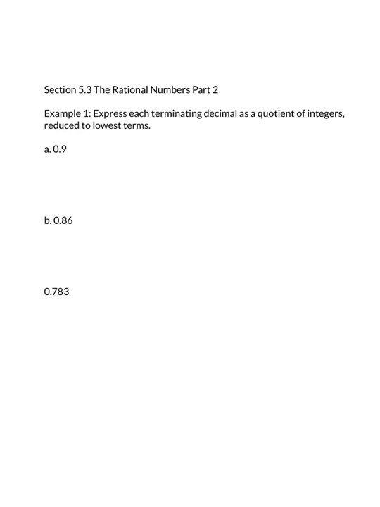This is part 2 of the section 5.3 rational numbers section. Example 1 says to express each terminating decimal as a quotient of integers reduced to lowest terms.